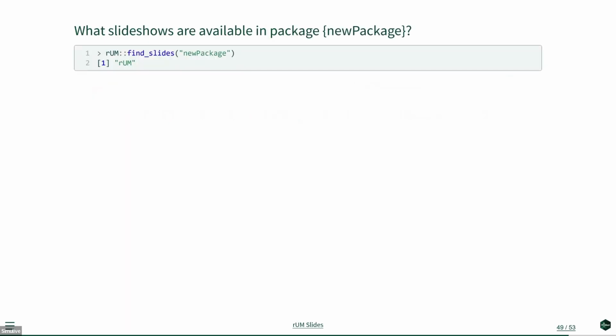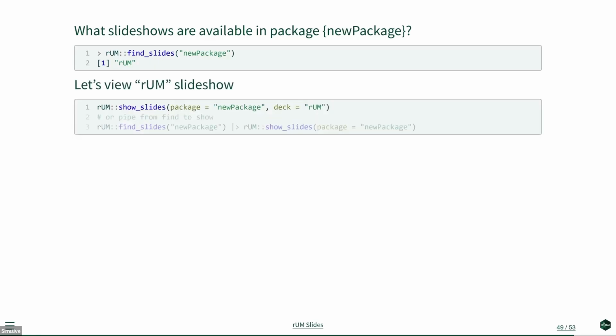We can find slides that exist within a package with the rUM find slides function. Just pass in the package name and it returns the list of what slideshows are available. You can then show them with the show slides function, and you can pipe from find slides to show slides. Just reuse the package name argument.